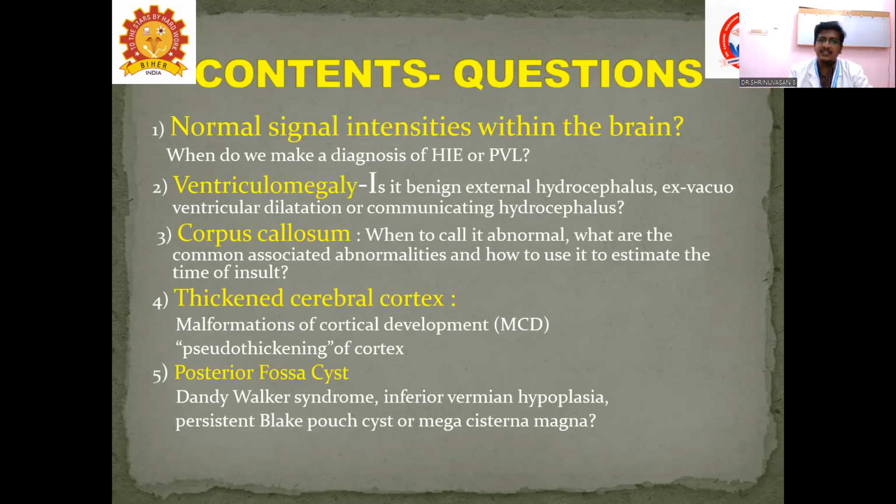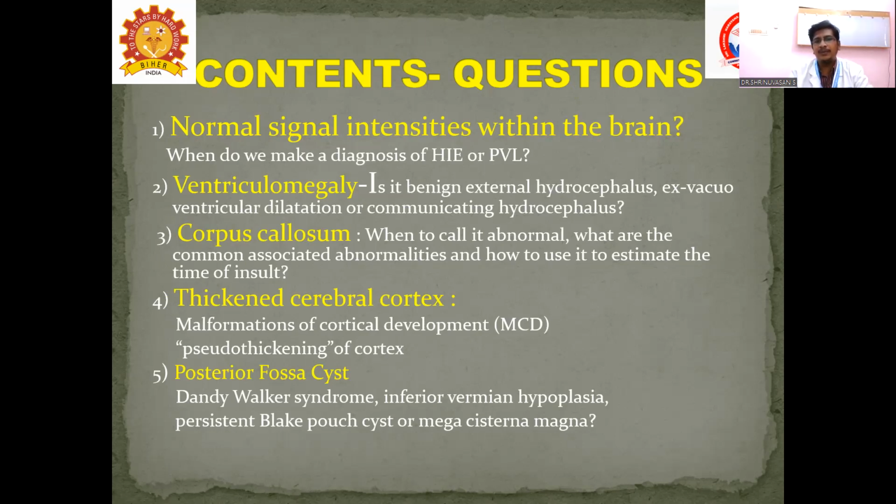What do you mean by HIE? As I told you, it is hypoxic-ischemic encephalopathy, or PVL. PVL is nothing but periventricular leukomalacia. So HIE, as the name says, whenever there is reduction in blood flow, reduction in oxygen, hypoxia, there will be ischemia, and ischemia results in different types of brain signal changes, which is called encephalopathy. So that is HIE, hypoxic-ischemic encephalopathy.